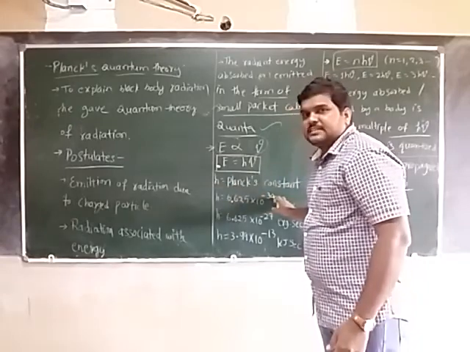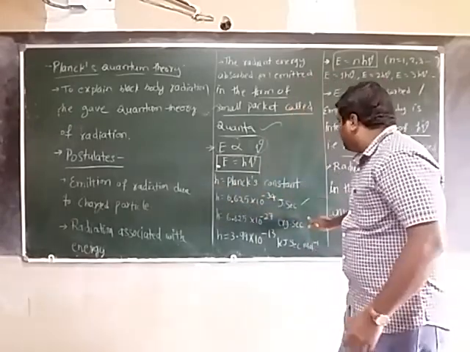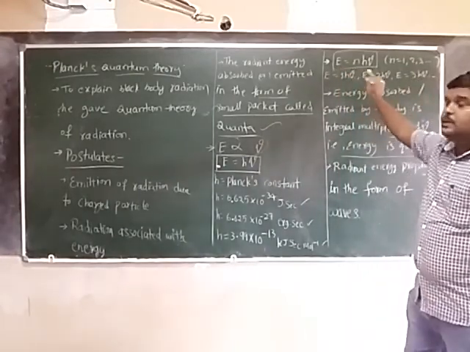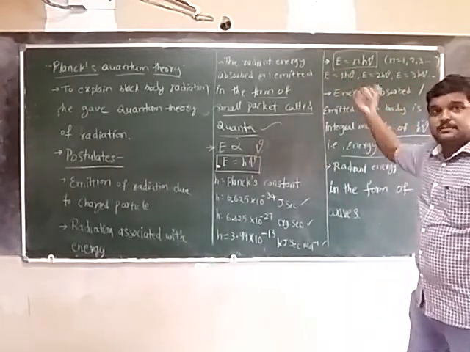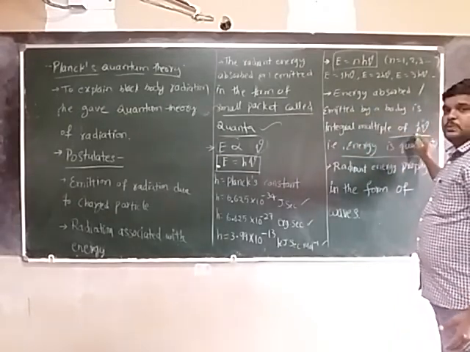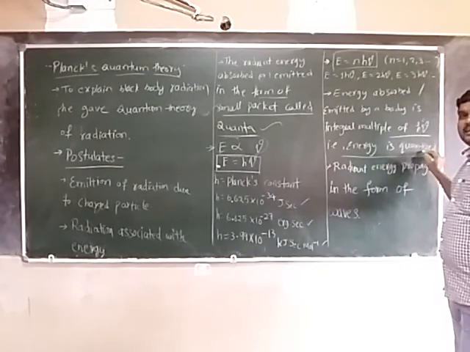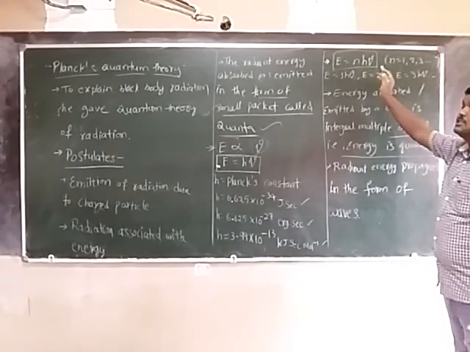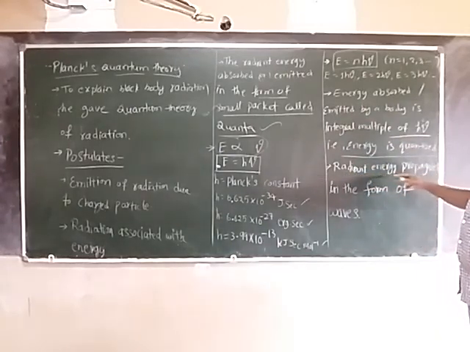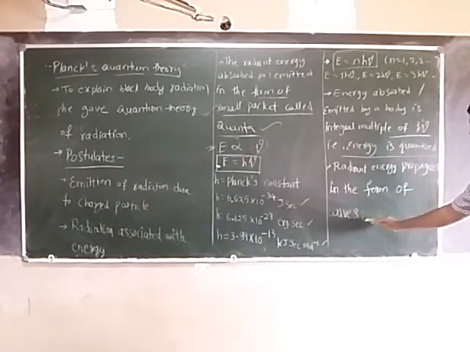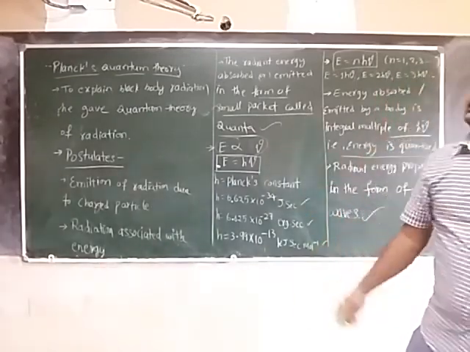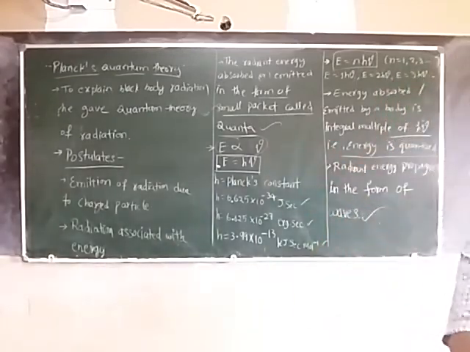E is equal to h nu, where h is Planck's constant, whose value we have. Next, the energy, either emitted or absorbed, is an integral multiple of h nu, that is, energy is quantized. E is equal to h nu, 2 h nu, 3 h nu, n h nu, where n is the value. Radiant energy is propagated in the form of waves. This is Planck's quantum theory.